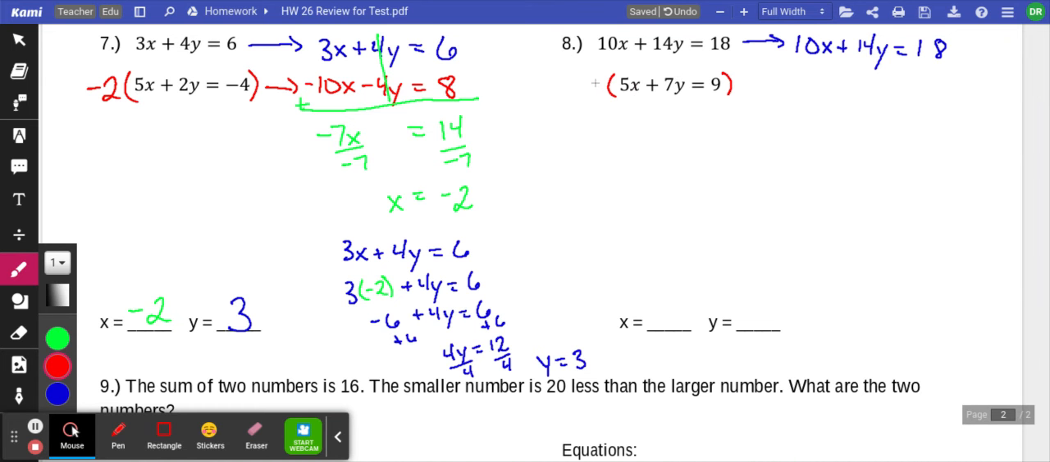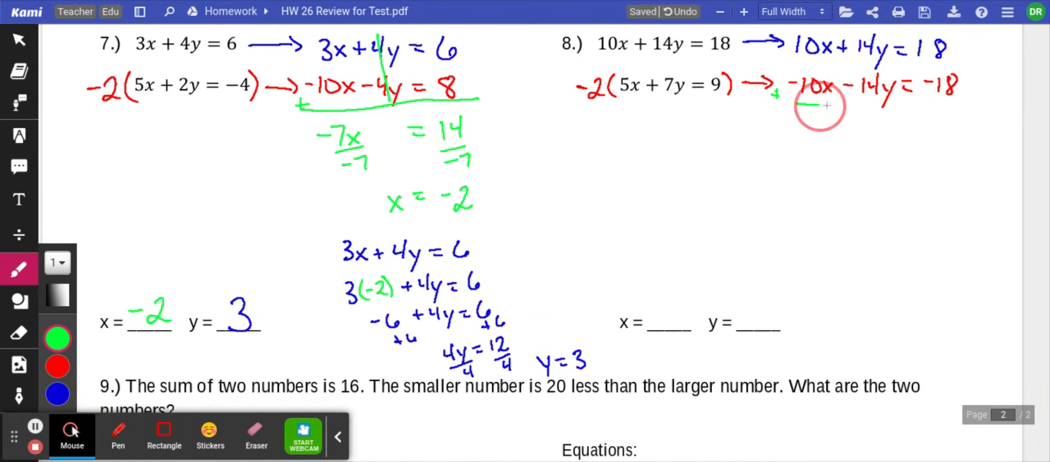So once again, think this through. If we use a 2, 2 times 5 is 10, but that's going to be a positive 10, which won't quite cancel. So if we need the negative, we'll put that there. Negative 2 times 5 is going to give us a negative 10, which is exactly what we want. So let's use this negative 2 and see what happens. Negative 2 times 5x is negative 10x. Negative 2 times positive 7y is negative 14y. And then negative 2 times positive 9 is negative 18.